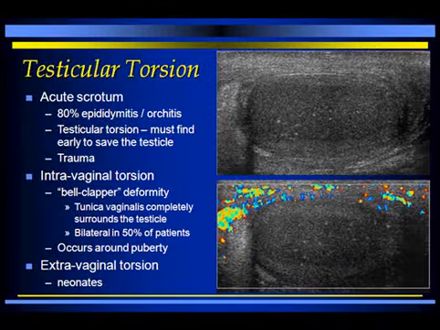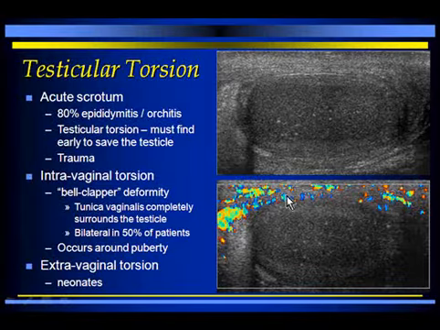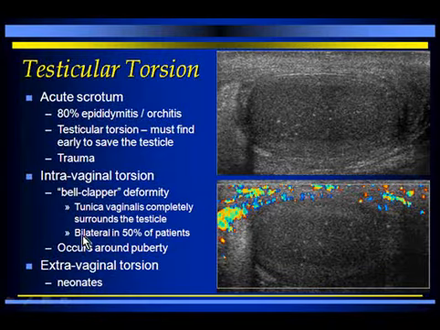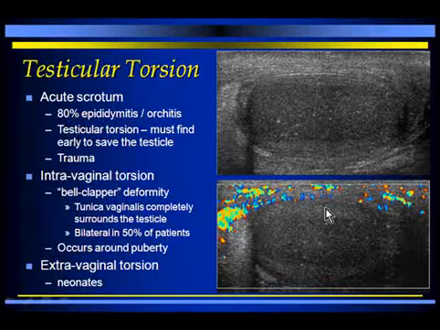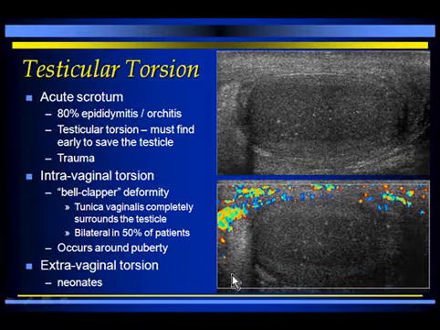Why does this happen? It happens because of what's called a bell clapper deformity. Remember, we had said that the tunica vaginalis is tacked to the posterior wall of the scrotum, so it surrounds the testis anteriorly and laterally, superiorly and inferiorly, but not posteriorly. In the bell clapper deformity, the tunica surrounds the entire testis, and so there's nothing pinning the testis back to the scrotum. The testis is able to move freely, and it can actually twist on its stalk, and so you can end up with torsion of the testis and obstruction of the vascular flow in the spermatic cord.